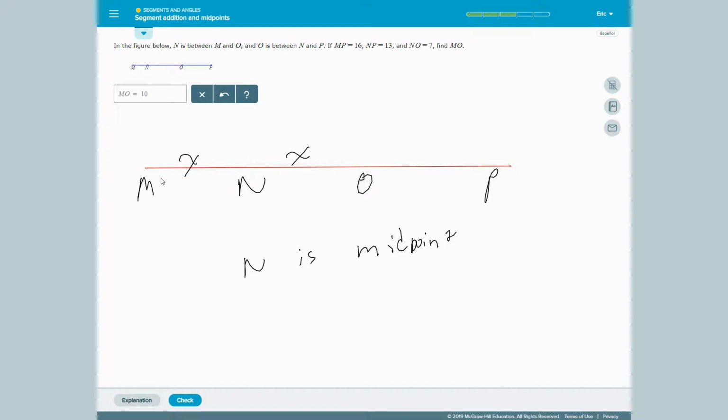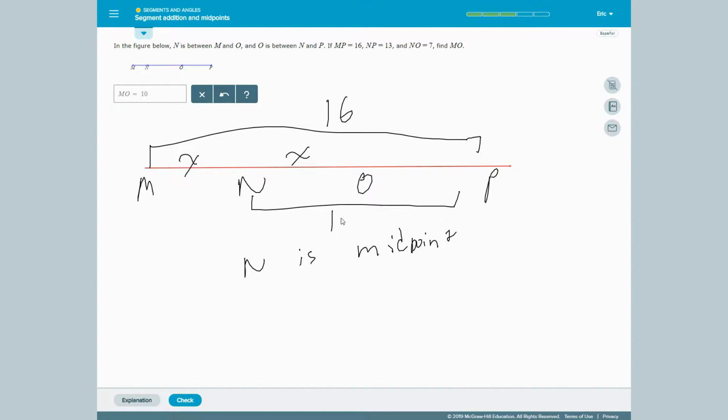So if they gave us this and they said, oh, by the way, MP is 16 and NP is 13, using our same math, we would say that means MN is 3. But we automatically know what NO is because it has to be the same as MN. So this would be 3, this would be 3, and by convention, 13 minus 3 is 10.